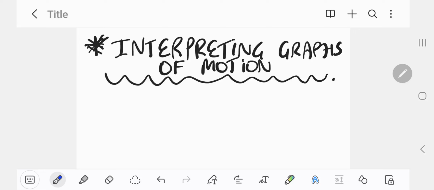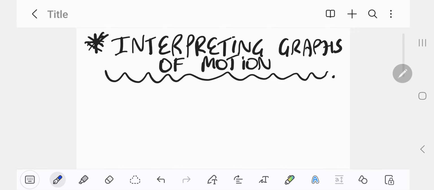Interpreting graphs of motion. So I've done videos before on how to go between displacement time, velocity time, and acceleration time graphs. But I wanted to make a video on how to actually interpret graphs.